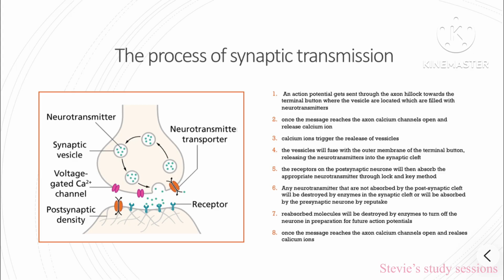Once the message reaches the axon, calcium channels open and release calcium ions. Now that is a lot to remember, and it was a lot of information, so here's the important things. An action potential reaches the synapse.